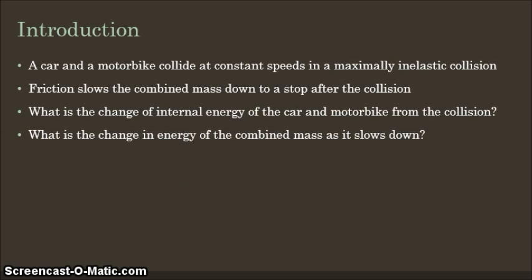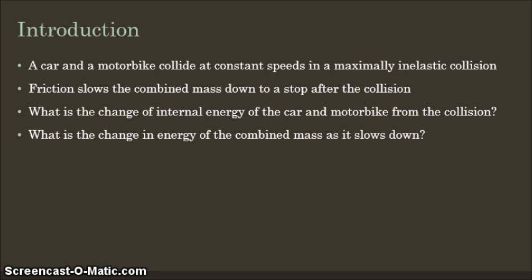To explain what's going on in this situation, a car and a motorbike collide at constant speeds in a maximally inelastic collision, that is to say, they essentially become one mass. Then I broke this up into two different distinctions, one pre-collision and one post-collision. After the collision, the combined mass is slowed to a stop by friction.